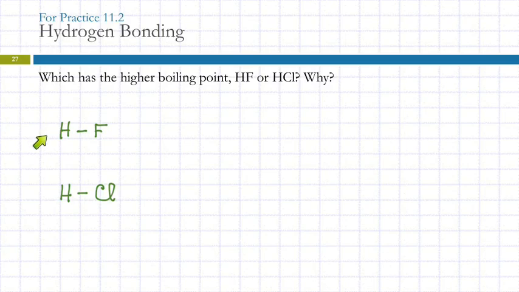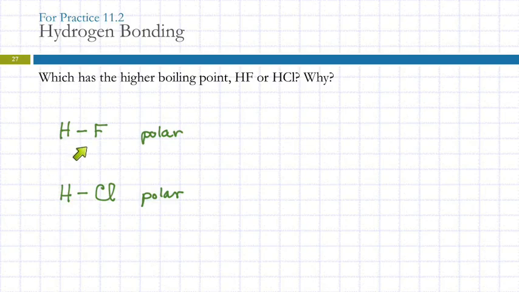Is HF polar? Yes, it is. So that's polar. Is HCl polar? Yep. Those are both polar, because we've got two different elements here. So I expect you to tell me those are polar. Does HCl have hydrogen bonding? No. Phone home. FONH. There's no fluorine, oxygen, or nitrogen.